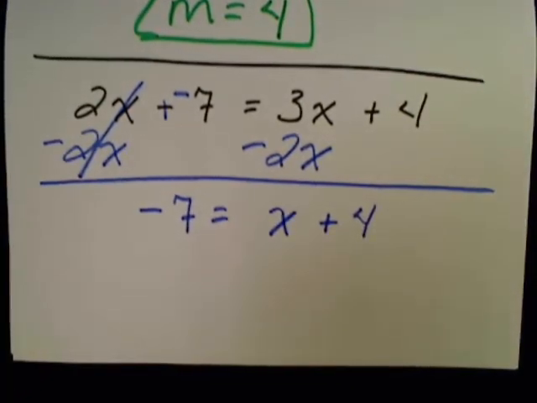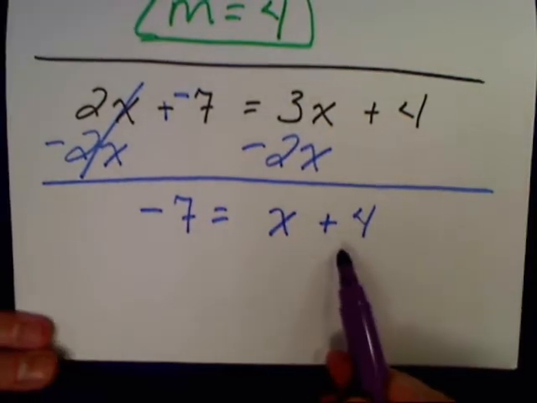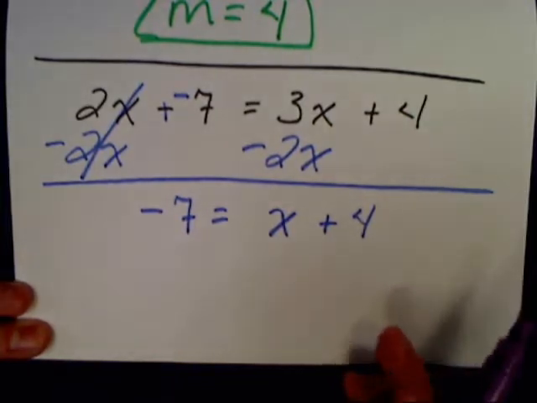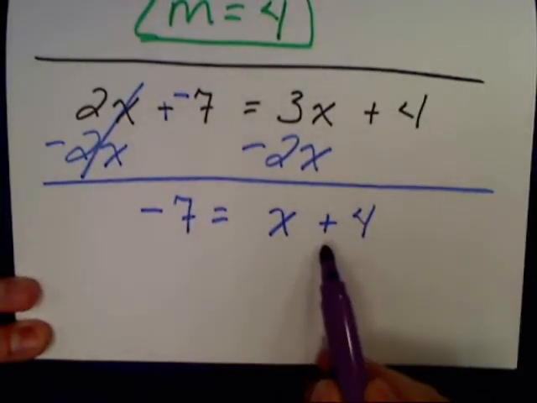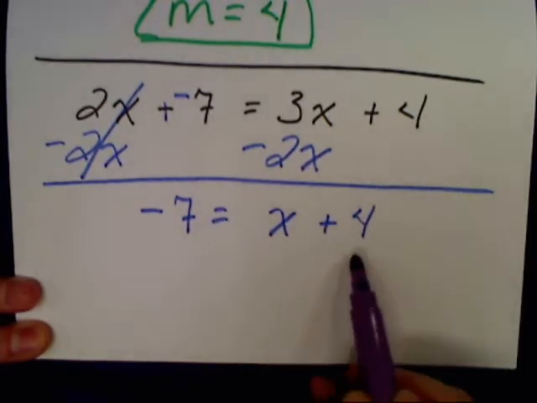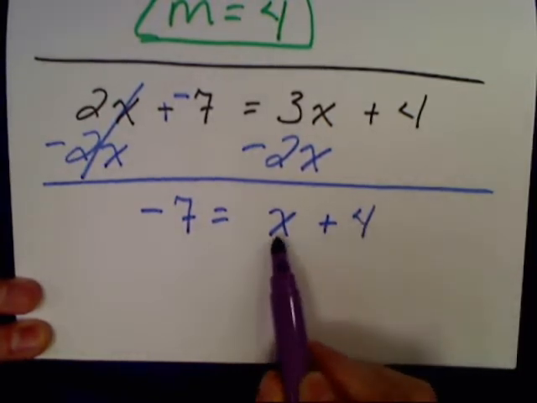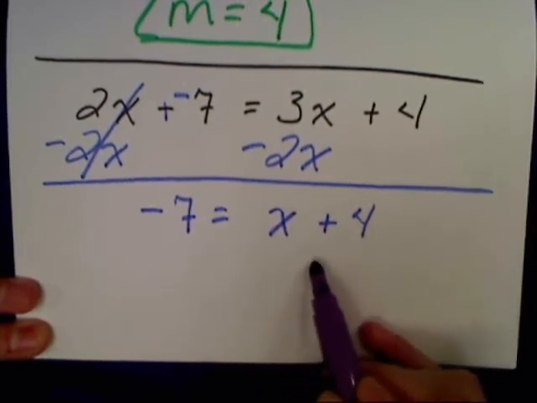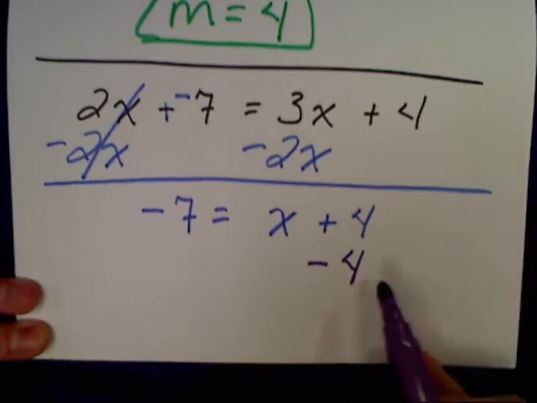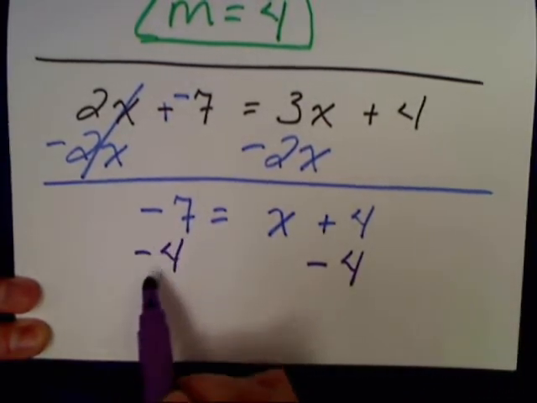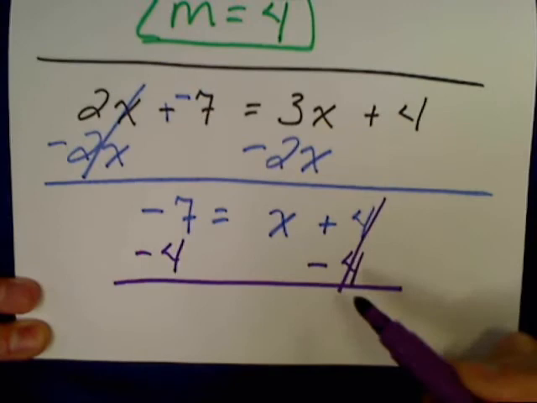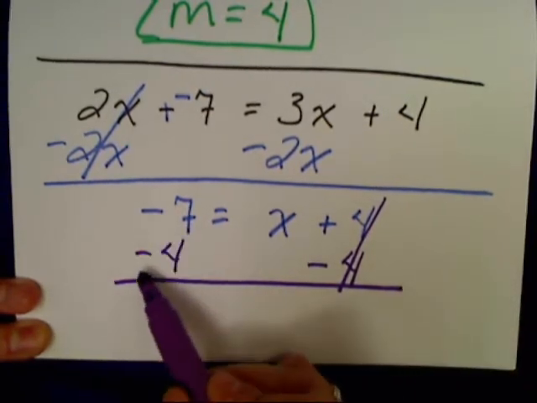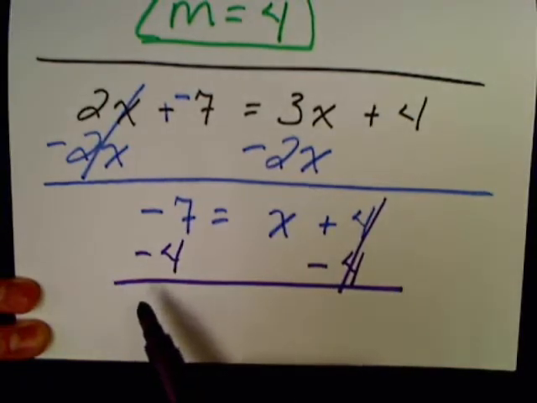Now I have to get the term with my variable by itself and move the unlike term. Because I'm moving terms, we add or subtract. We do the opposite of what's happening to it. This is a positive 4, so I'm going to subtract 4. I'm moving the 4 because I want to get the x by itself. In order to do that, I just have to get rid of the number that's being added to it. So we subtract 4 there, subtract 4 there. This is a negative 7 and a negative 4. When we have same signs, that's when you add the numbers and keep the signs.